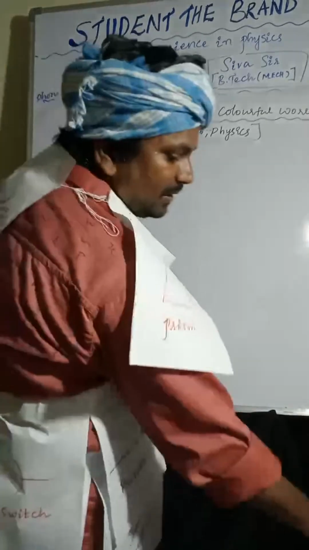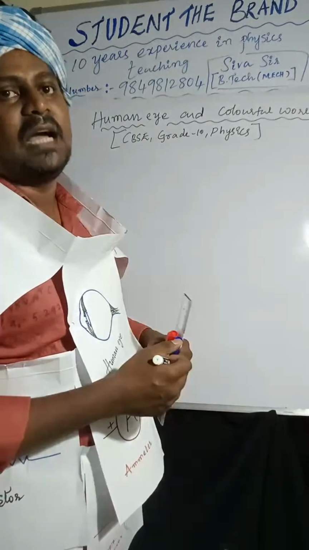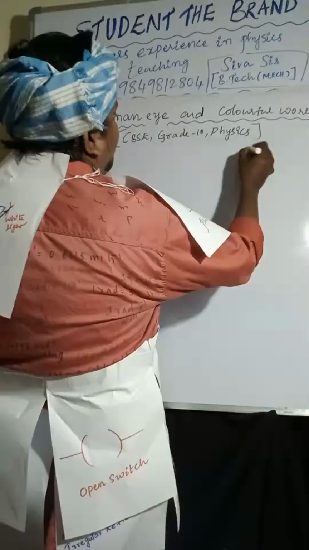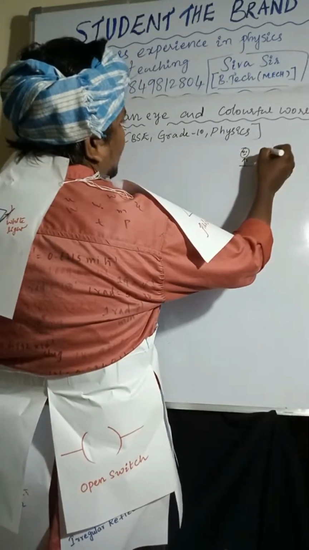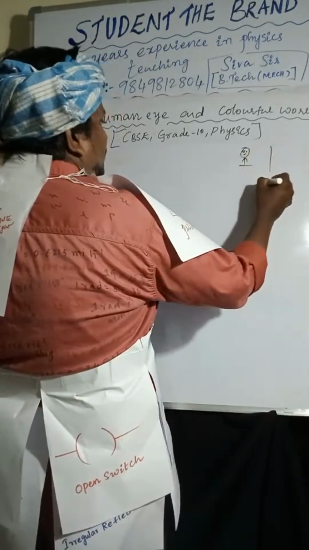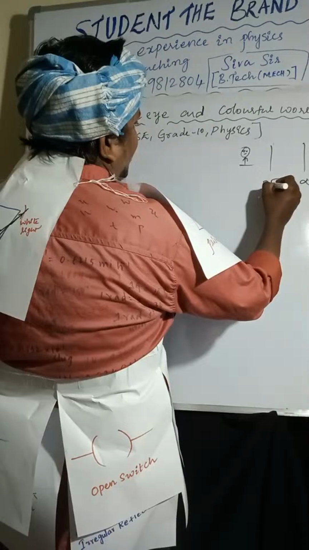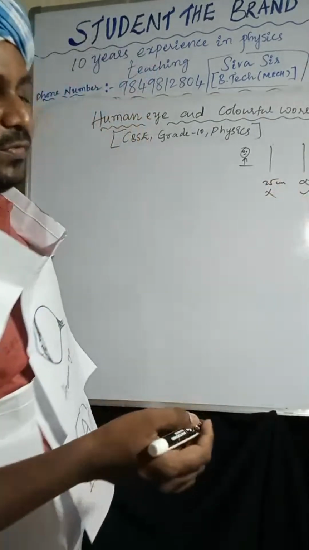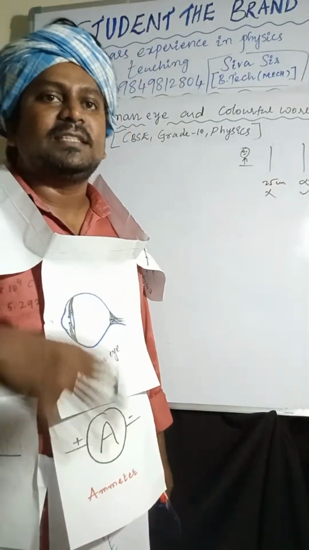Hypermetropia is where the person can see far distance objects but can't see near distance objects. Here I am taking a person. He can't see at 25 centimeter, but at infinity he can see. Somewhere between 25 centimeter and infinity he can see.